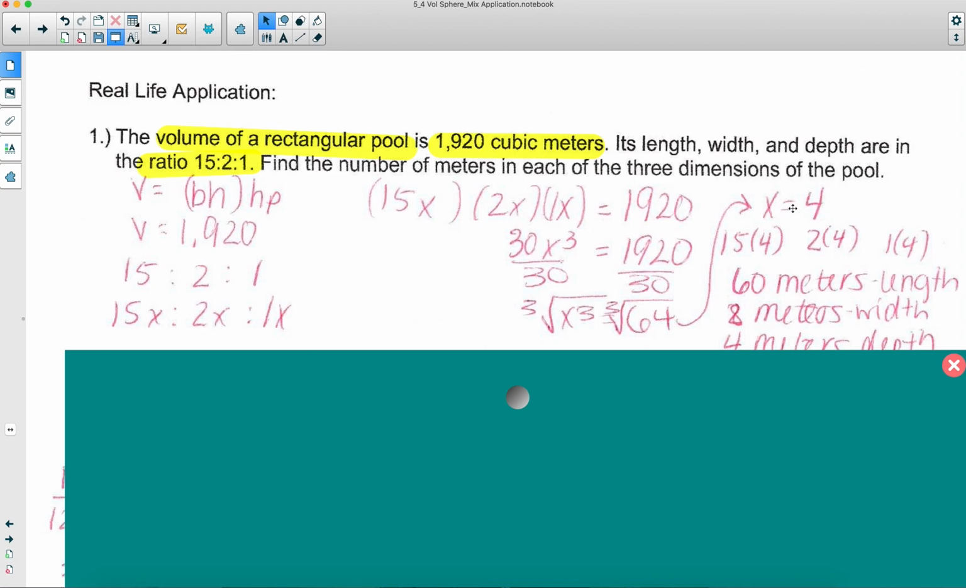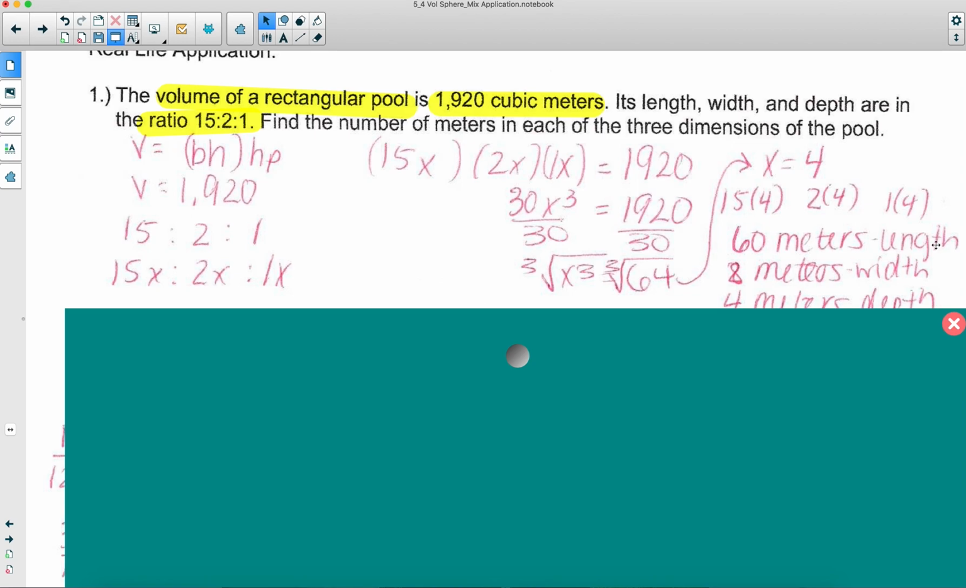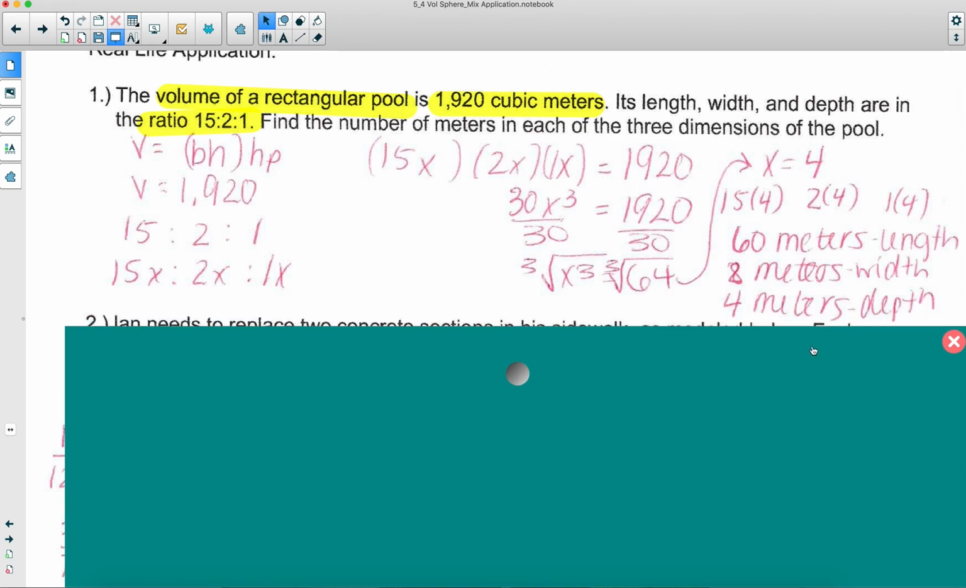So now that I know what x is, I need the 3 dimensions. So it's 15 times 4, 2 times 4, and 1 times 4. So we have 60 meters is the length, 8 meters is the width, and 4 meters is the depth. Okay, so that's number 1.